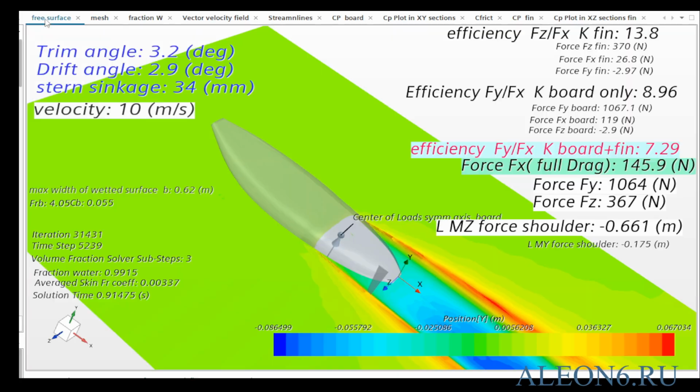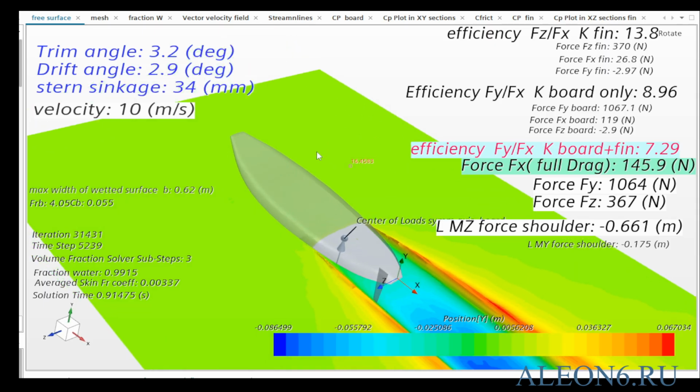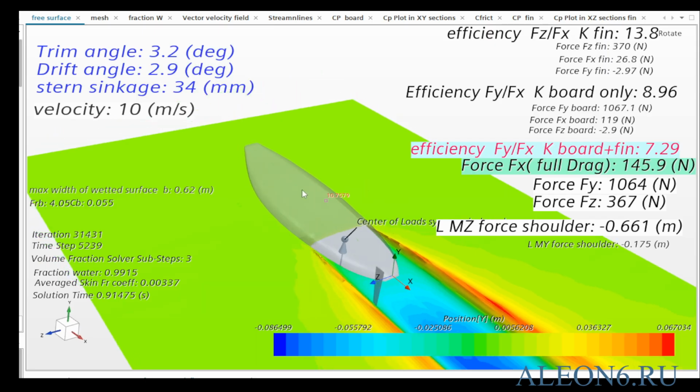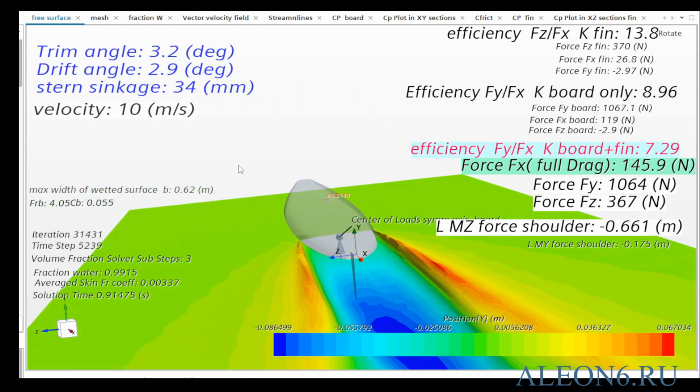After running the solvers and some operator involvement in adjusting the parameters, the approximate trim angle is found to be 3.2 degrees, the drift angle is 2.9 degrees, and the stern immersion is 34 millimeters. Validation and verification of the solution are difficult. We will judge based on indirect data.